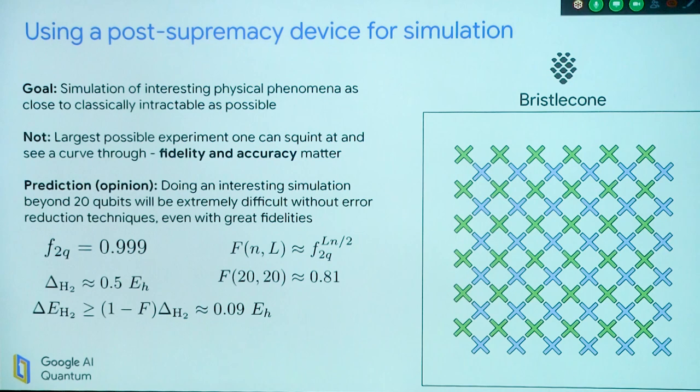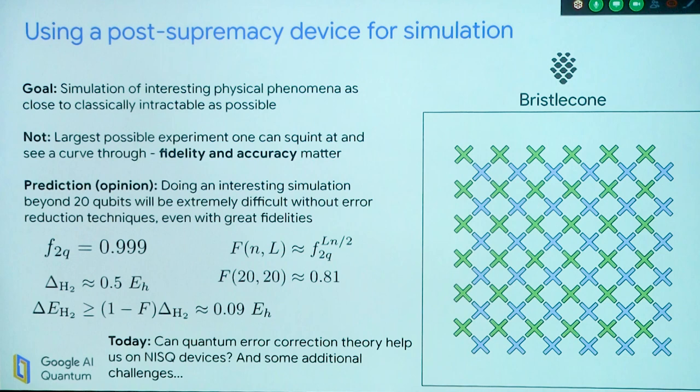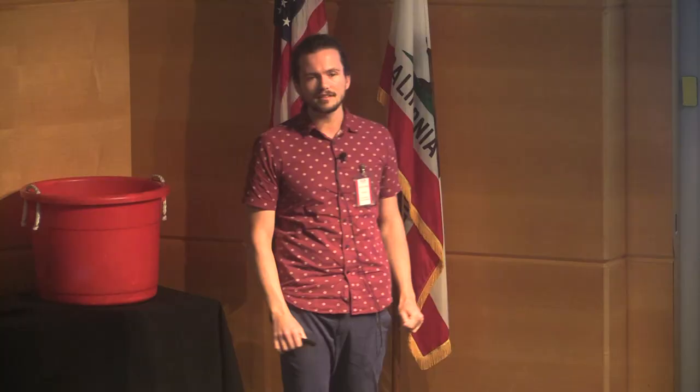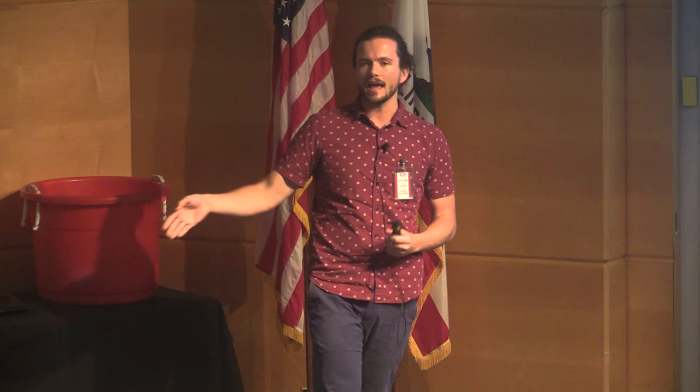And so one of the things I'm going to talk about today is quantum error correction theory. Can it help you on near-term devices, and what are some additional challenges? This is a thought that I think is not super common within the field, because if you look at what it means to achieve scalable fault tolerance, there's a lot of overhead in implementing all of these pieces that make you conclude that you need a ton of qubits and a ton of fidelity, and that, largely, this is not transferable to a near-term device.